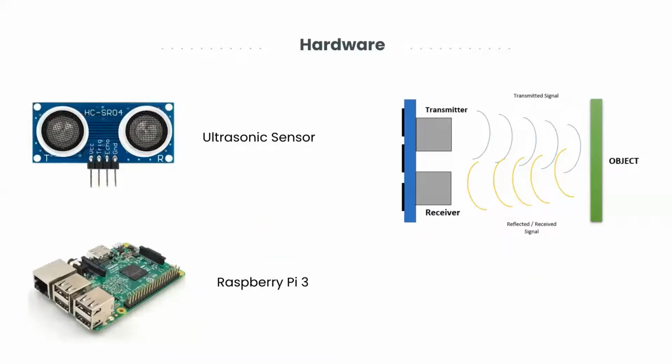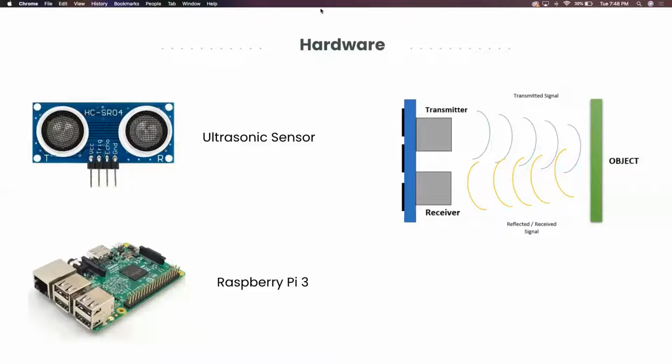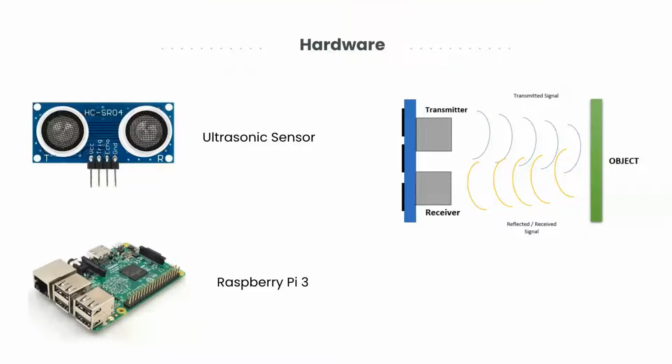For our hardware, we have 2 components. We have the sensor and we have the Raspberry Pi module. The sensor is what's going to be used to detect the train. It's using ultrasonic waves, which is sound waves. As you can see in the diagram, it sends out sound waves, and whenever there's an object in front of it, it reflects back and it measures the distance.